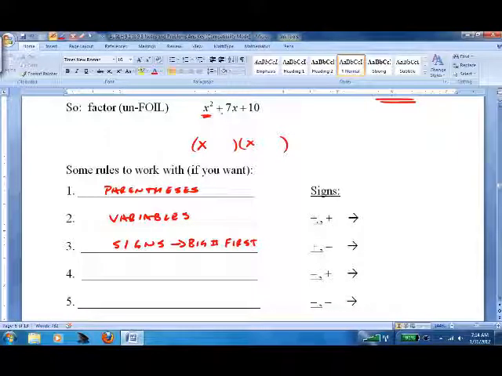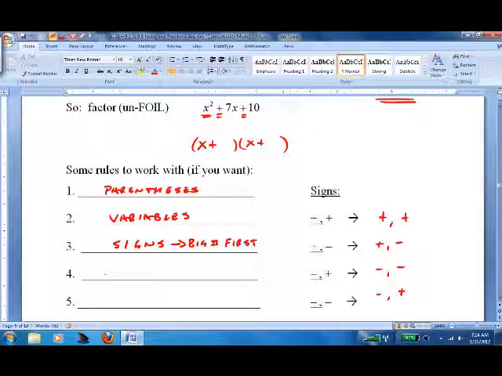If the signs are plus plus, which they are here, then you're going to write plus plus. If the signs are plus minus, you're going to write plus minus. The first two are easy to remember. If the signs are minus plus, you're going to write minus minus. And if they're minus minus, then you're going to write minus plus. If those are confusing, don't worry, I'll show you that in a minute.